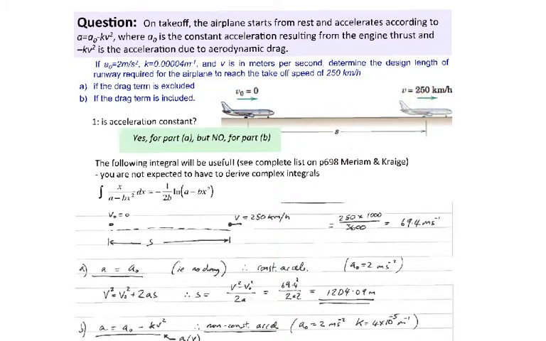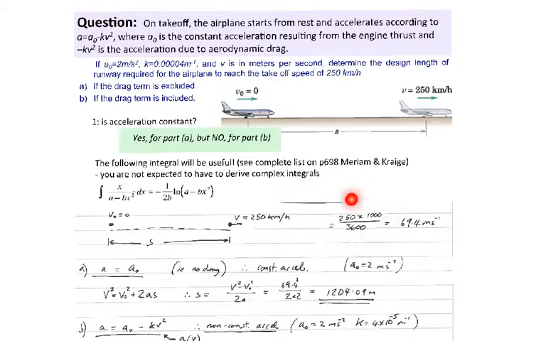Now, of course, that's application of the SUVAT equation, and nothing more than that. So for part A, a is equal to a naught, i.e. no drag, so it's constant. And so you use v squared equals u squared, or v naught squared plus 2as. Rearrange it to make s the subject. Put the numbers in, and you get your runway distance.